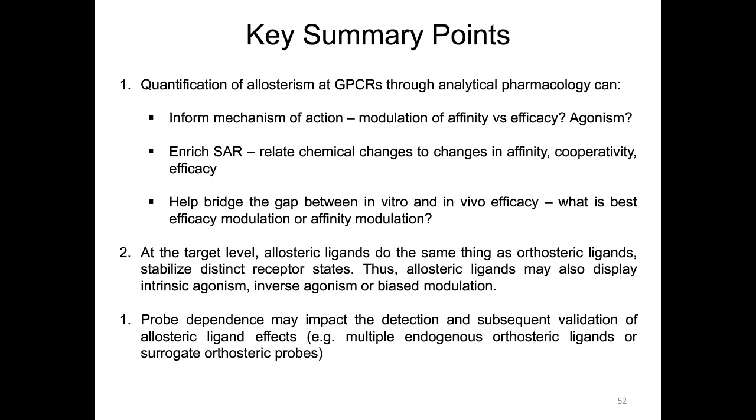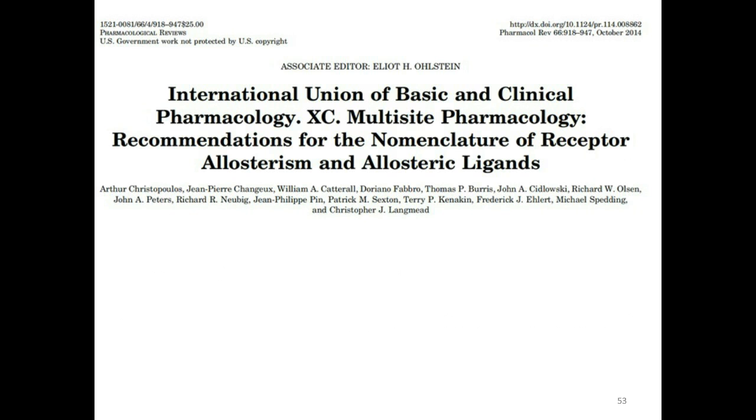At the target level, just like orthosteric ligands, allosteric ligands exert their effect by stabilizing distinct receptor conformations. Therefore, we should expect that modulators may also display intrinsic agonism, inverse agonism, or even bias modulation. Similarly, the phenomenon of probe dependence means that the nature of the allosteric effect may be dependent on the orthosteric probe used. Therefore, one must acknowledge this in your experimental design. Most likely, one would try to use the endogenous agonist, but this becomes more complicated if the GPCR is activated by multiple endogenous ligands.